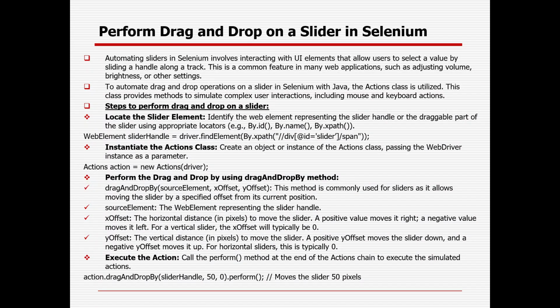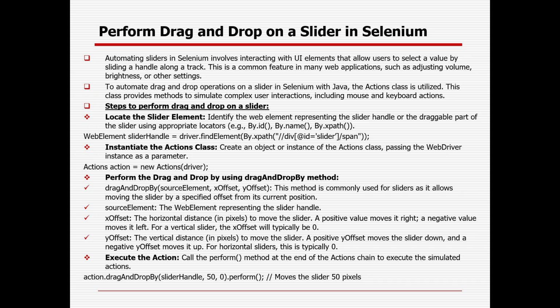So what are the steps we need to perform to drag and drop on a slider using Selenium? First, we need to locate the slider element. We need to identify the web element representing the slider handle or the draggable part of the slider using an appropriate locator. It may be ID, name, CSS selector, XPath, anything. After that, we need to create an object or instance of the Actions class, passing the WebDriver instance as a parameter. This is the second step.